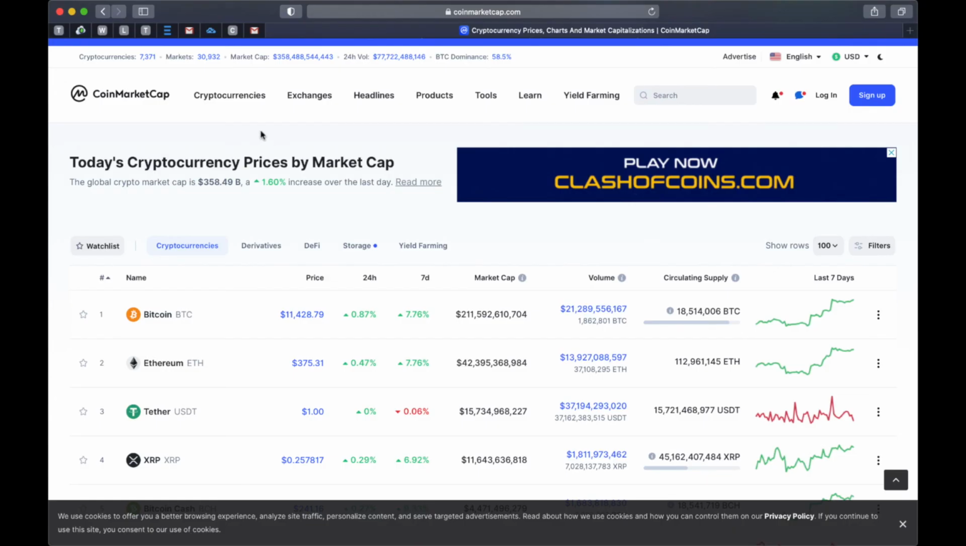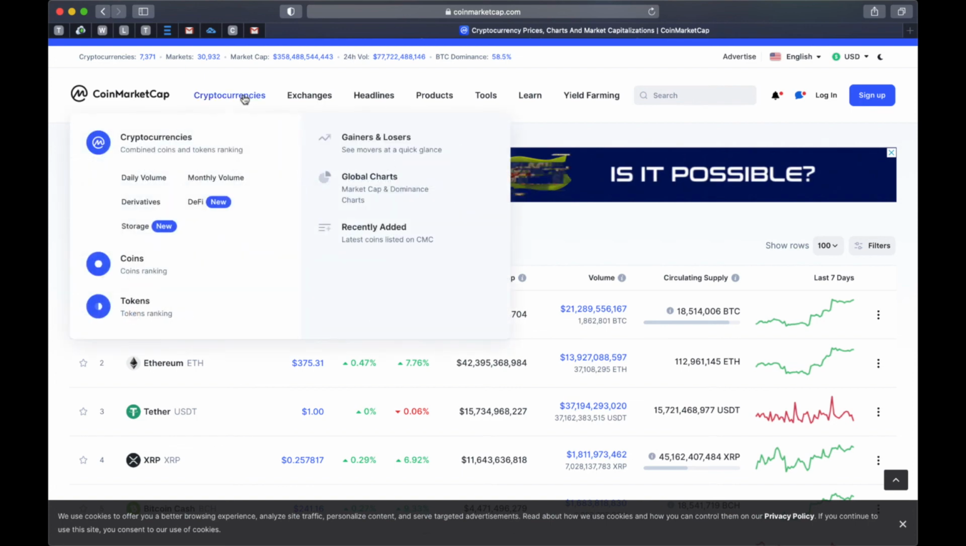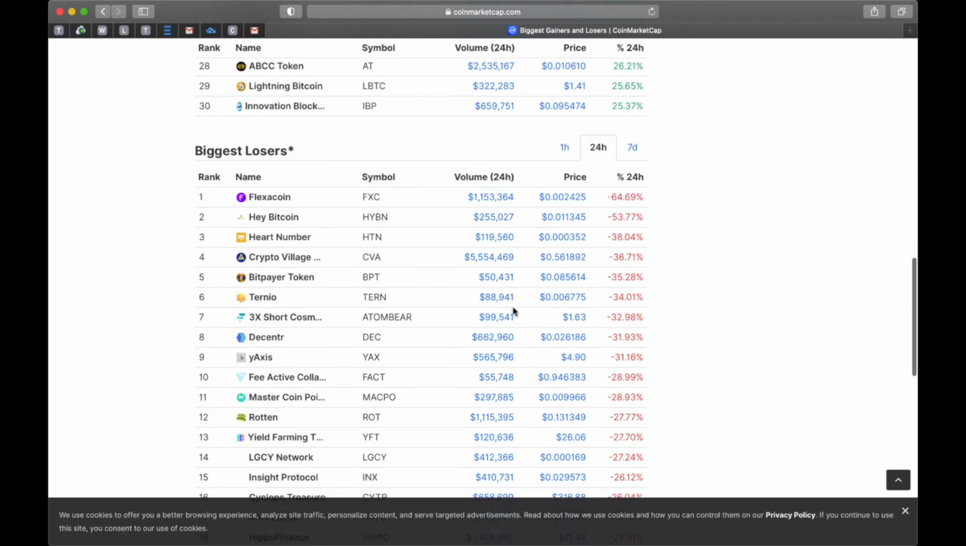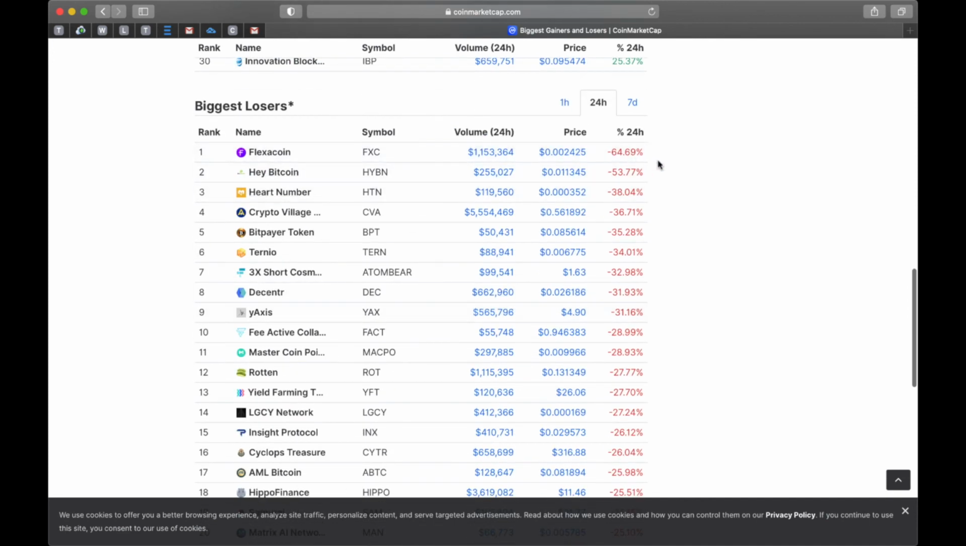On CoinMarketCap again, you just want to play around with the platform. There is so much information on the platform that I won't be able to touch it all. You can check the top gainers and the top losers, right? The top gainers are the ones that have gained the most value over the period of 24 hours. So this one, Lead Wallet, this is the name of the coin, has gained 178% in the last 24 hours. If you bought it yesterday, your money would have gone up 178%. And we have top losers too. Some coins have lost 64%, 53%, 38%, and all that.